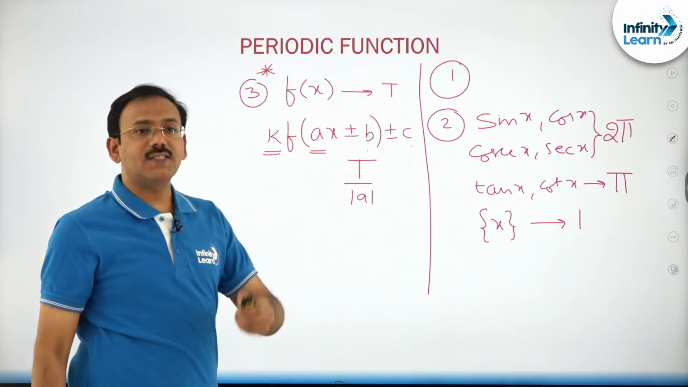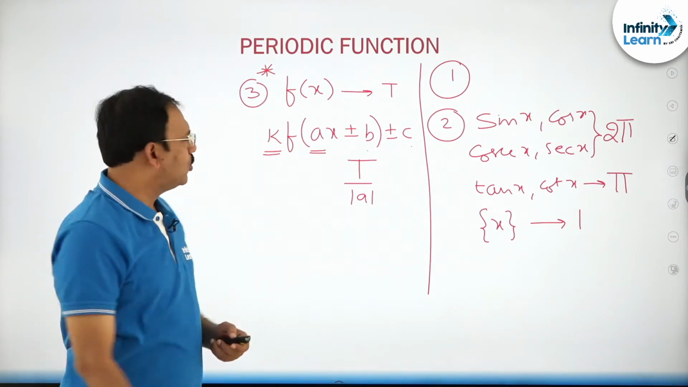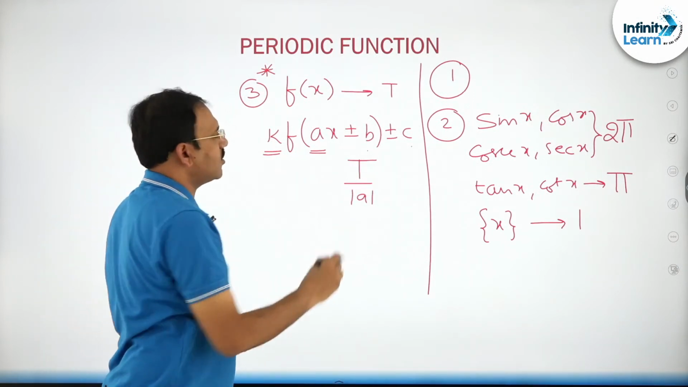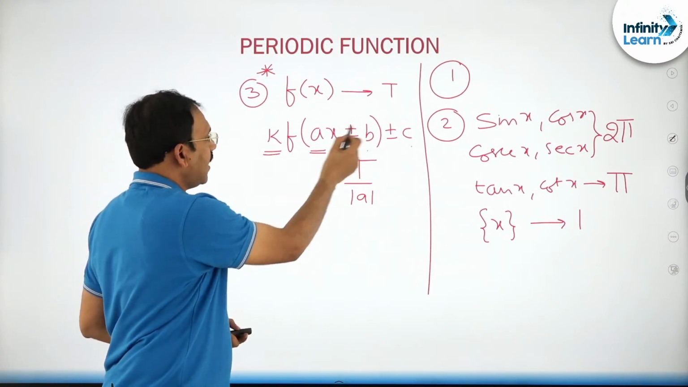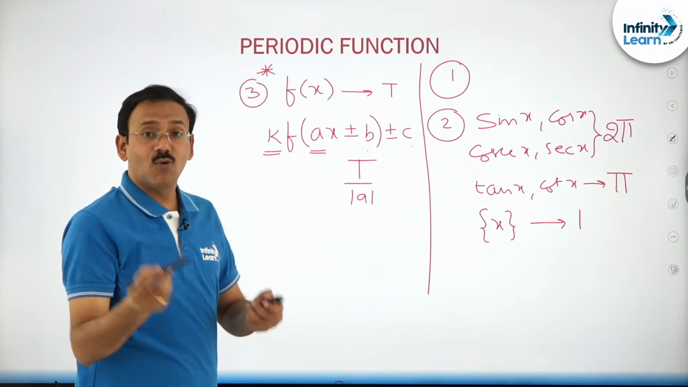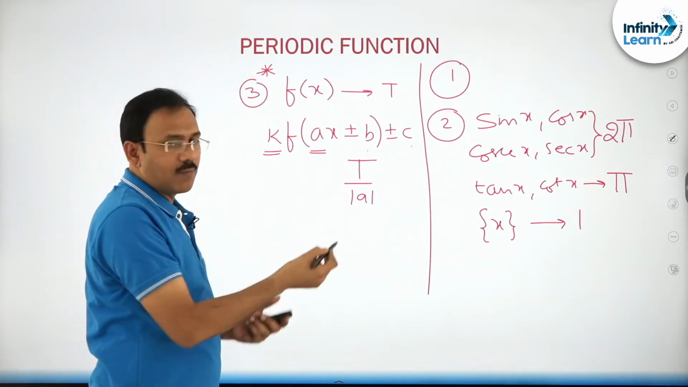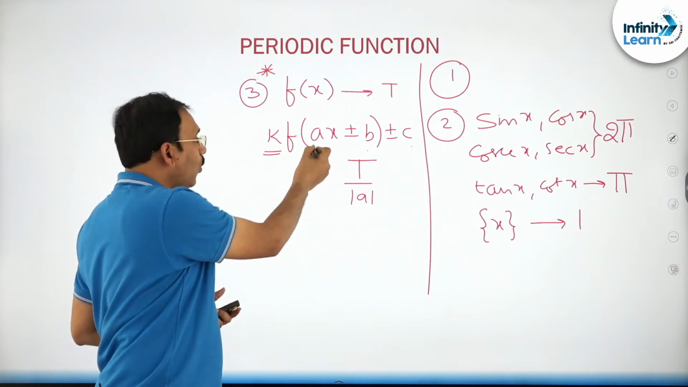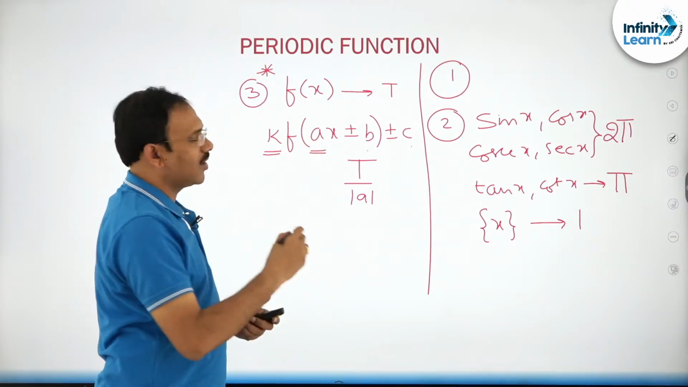If f of x is a periodic function with period t, then you take any combination of these, neither k nor c nor b is going to influence the period, because we have seen the transformed graphs of such functions. Only a can disturb the period. So, friends, this is t by mod a.